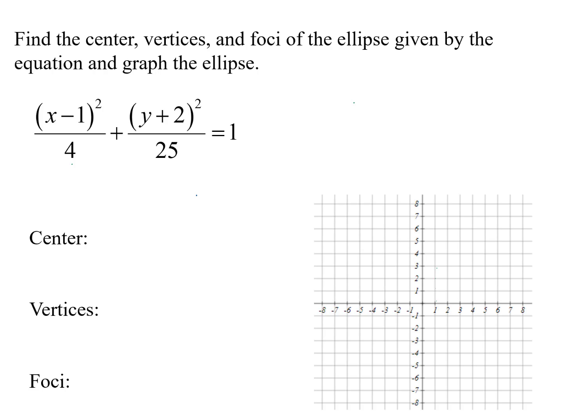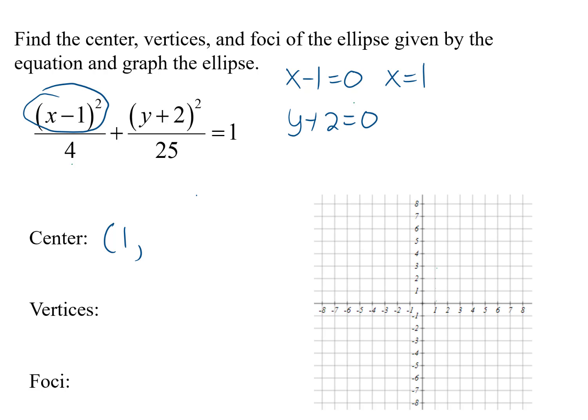We're going to find the center, vertices, and foci of the ellipse that's given here. The first thing I'm going to do is find the center. If I look at what is in with the x, I basically have x minus 1. If I set that equal to 0, I get x equals 1. That's the x value of the center. It's the opposite of the sign that's inside there. So if I looked at what's in the parentheses for the y and put it equal to 0, that would tell me, when I solve for y, the y value of the center, and that's at -2.